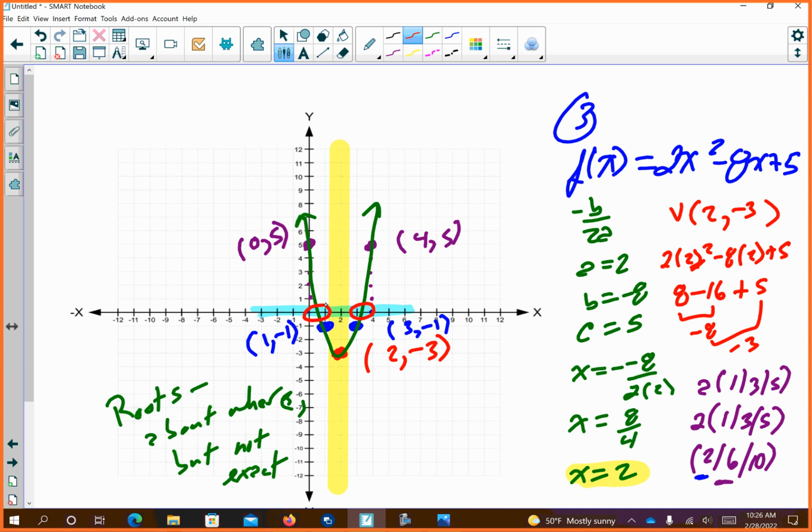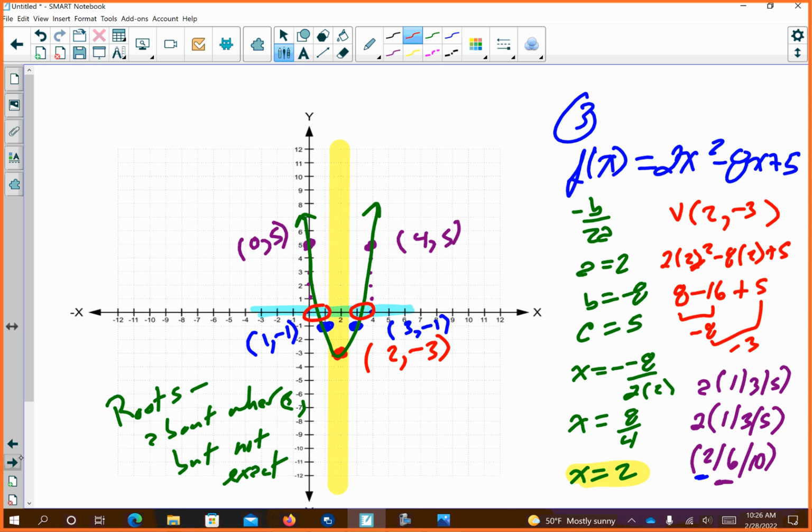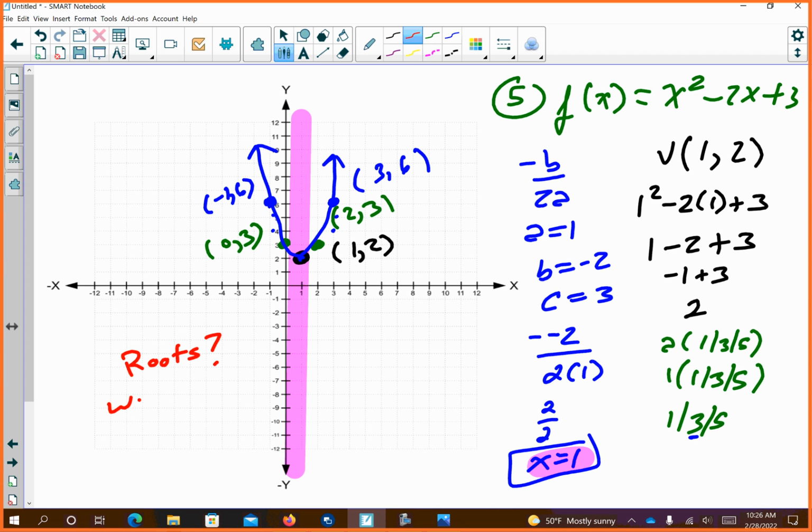So these definitely cross the x-axis, but this won't cross the x-axis ever. So the roots are not real numbers. A not real number. Well, it's like, what are they, fake numbers? No, they've named the number system. The solutions to this problem are called imaginary roots.